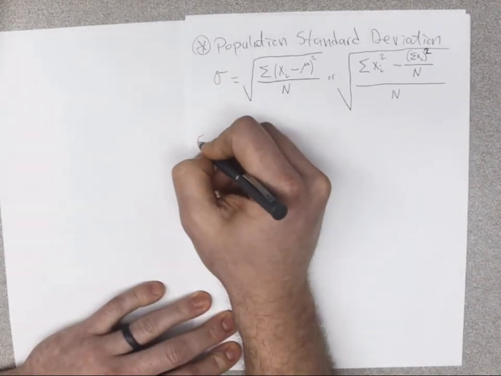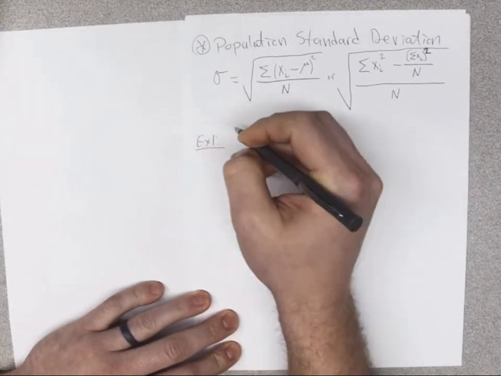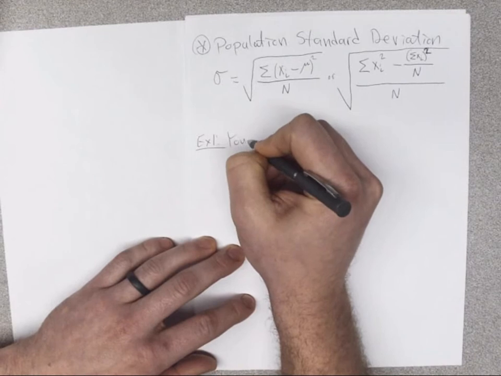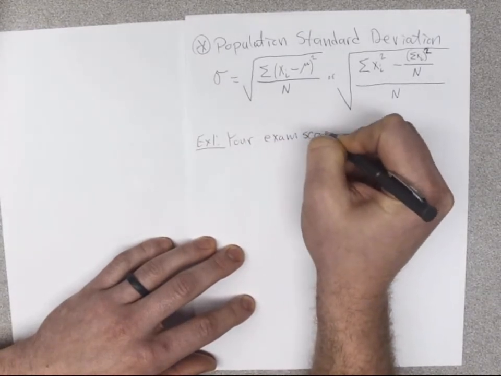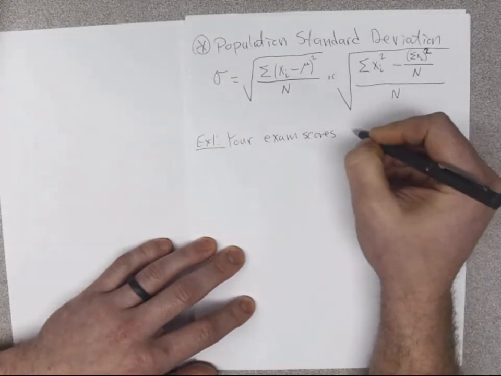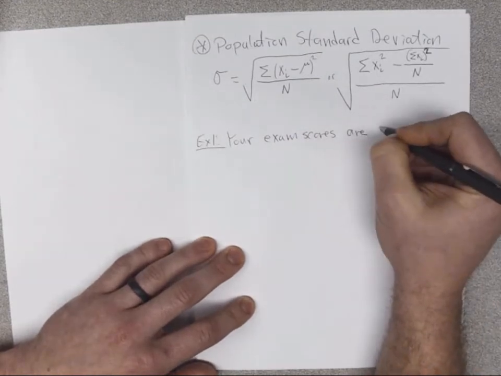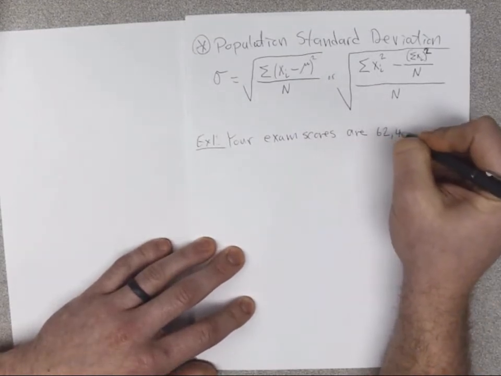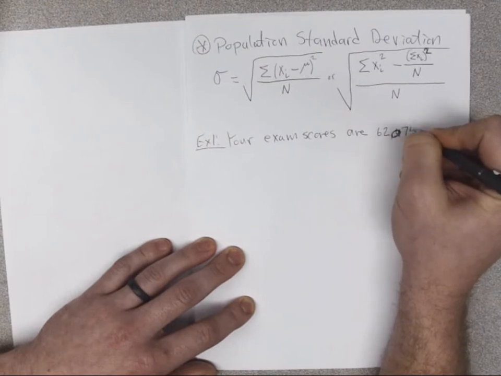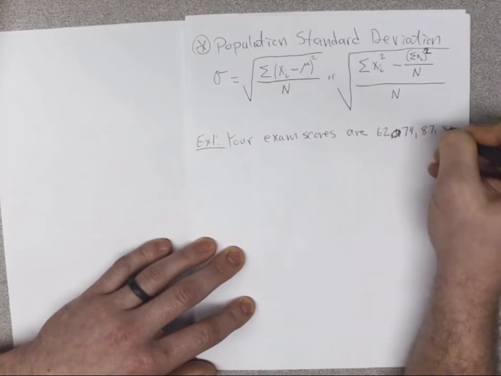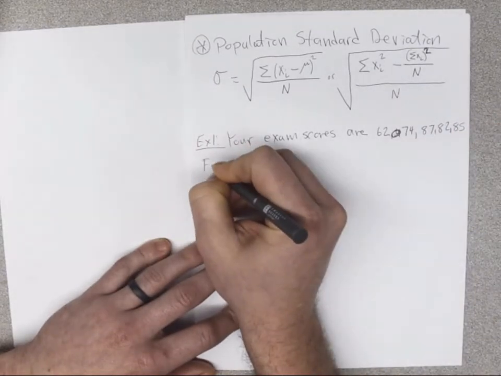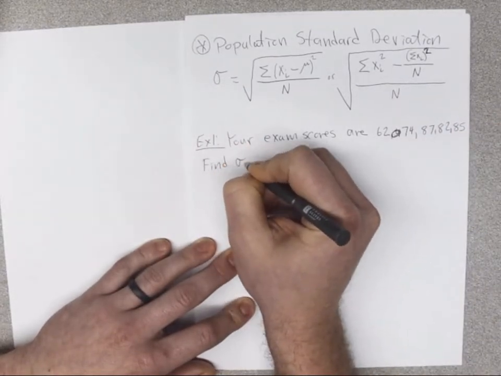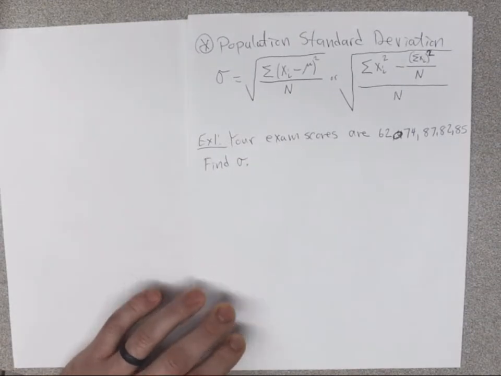So example 1. Your exam scores for the semester are, and I'm just going to say your exam scores are 62, 74, 87, 82, and 85. Find sigma, the standard deviation.